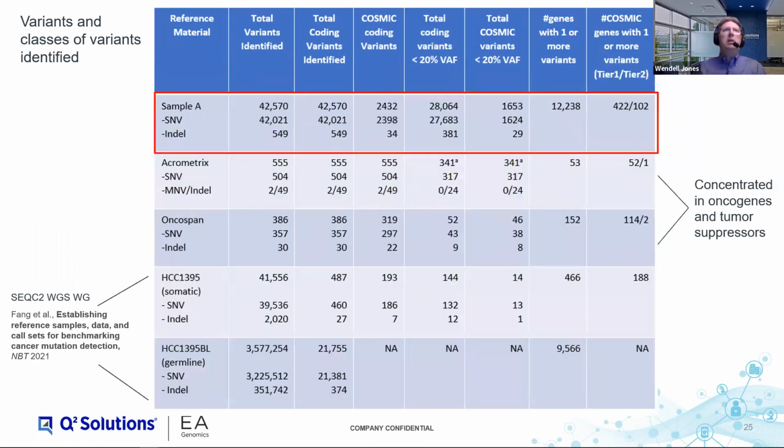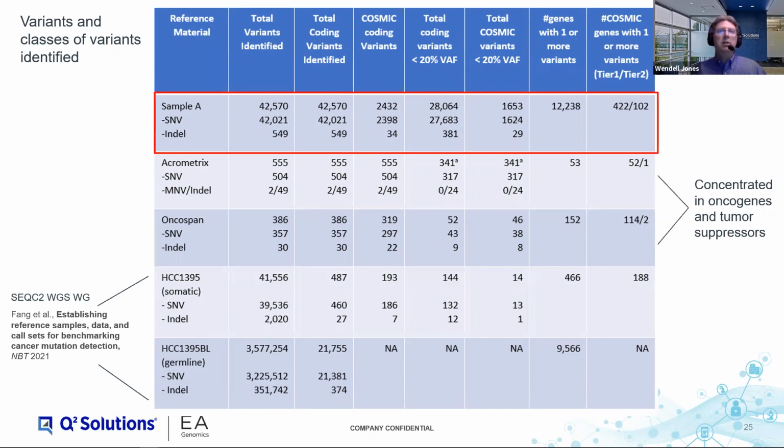Now, if you look at sample A compared to, for example, some other efforts and some commercial samples, some samples that are very, very good. So Acrometrix provides a reference sample that has over 555 variants, 341 of them are below 20% allele frequency, although in one sense you can actually work with Acrometrix and get all of them at a lower frequency if desired. OncoSpan is another good reference material that has a large number of variants.